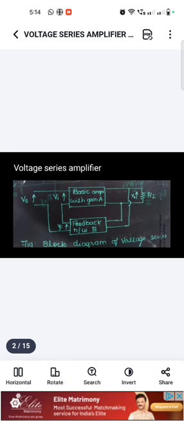Understood? Okay. So from this we clearly understand, here the source is the voltage source and the output is the voltage. So now what is the gain of the amplifier? What is the gain of the amplifier?